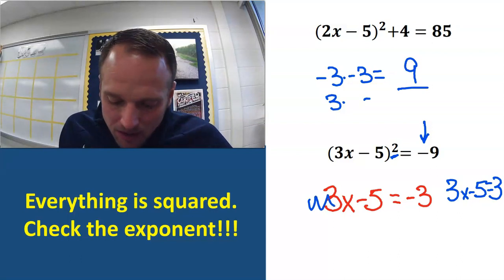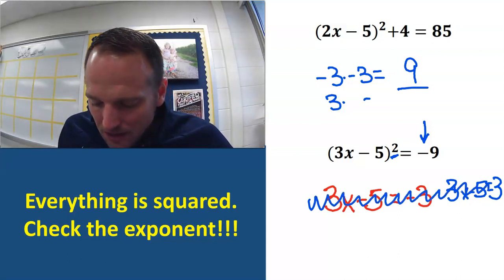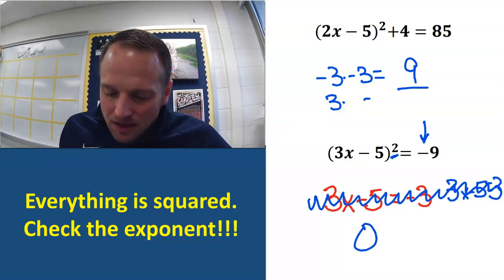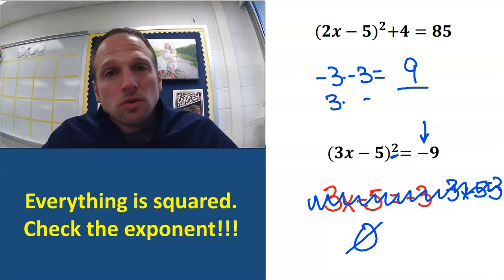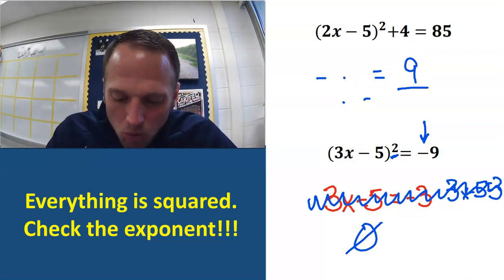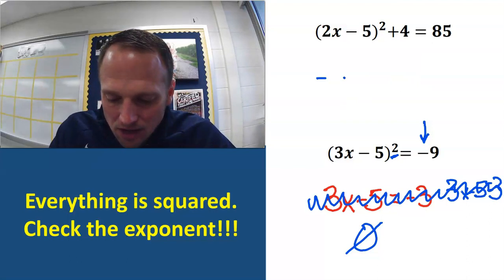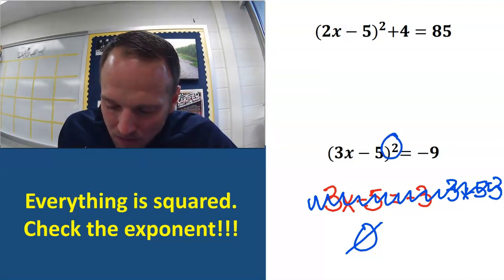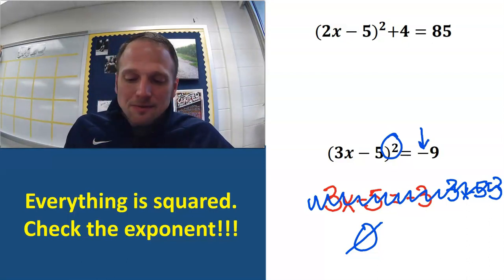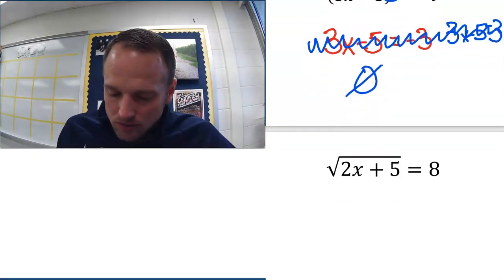So this down here, we can't even do it. We can't take the square root of negative 9. This one has no solutions. All right, so watch out for that. That's definitely a tricky one, where if we are squaring something and we see that the answer is negative, it's going to be no solutions.